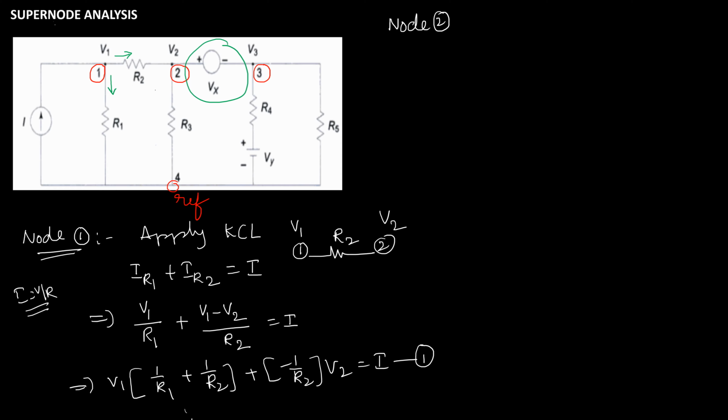So how can the supernode technique be applied? Let us see. Whenever you observe a case like this, that means a voltage source between two nodes, then you are supposed to write the nodal equation for the two nodes in a single equation. Okay, so you have to write a nodal equation for both the second node and third node in this particular example. So to have a clear idea, I am considering the second node and third node now.